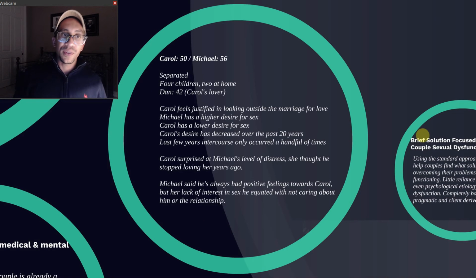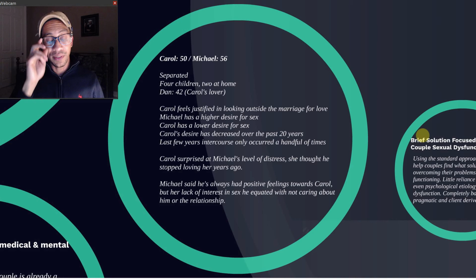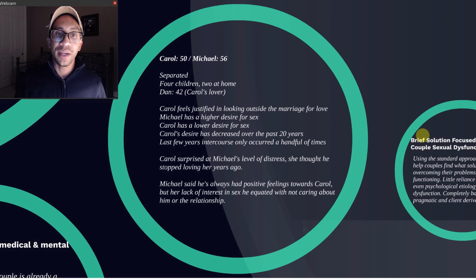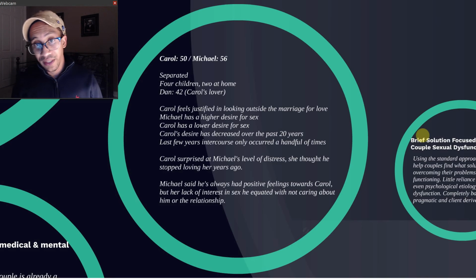So this is one of the two, Carol and Michael. They're separated. They have 4 kids, 2 of them live at home. Carol's having an affair with Dan, who's 42 years old. Carol feels justified in looking outside of the marriage for love. Michael has a higher desire for sex. Carol has a lower desire for sex.